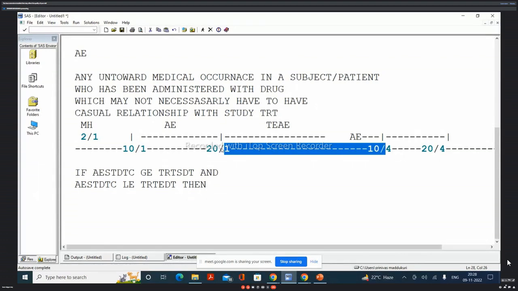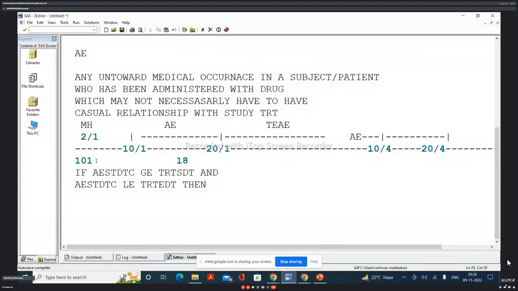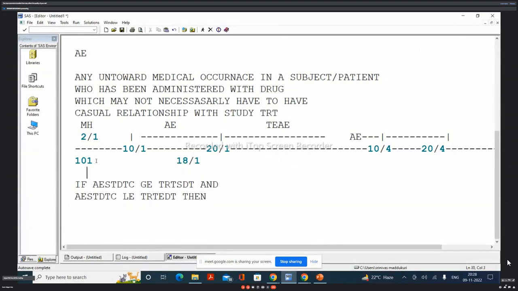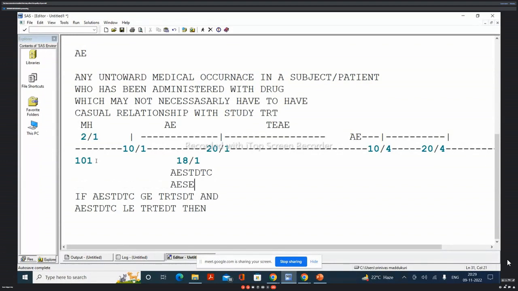Understand this one? Now we have one more definition for this one. Now I'll take a subject called 101. Now 101 is having a headache from 18th of January. When did he start this adverse event? AE term is headache and AE STDTC is on 18th. Is it before or after the start of my treatment? Before the treatment.